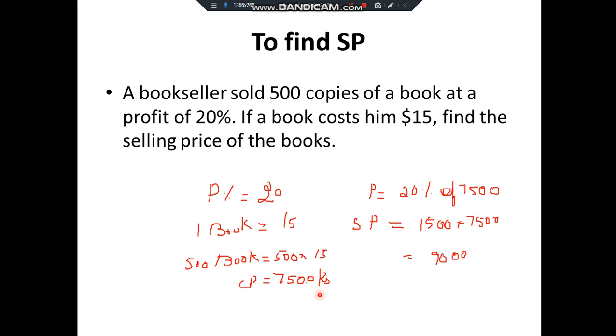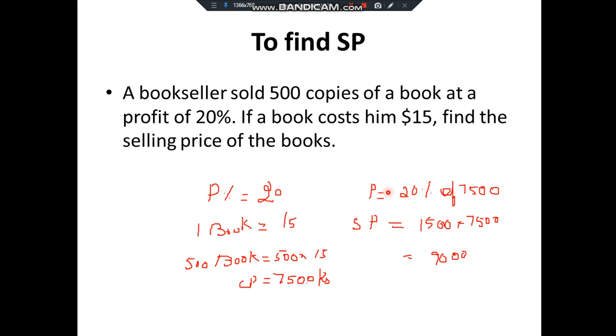Now we have got profit percentage and cost price. Now we have to find the selling price. So first find the profit. How will we find the profit? Using CP. So 20% of cost price we have to find. So 20% of 7,500. Just imagine 10% of 7,500 is nothing but 750. Right? So 20% means 750 into 2, which is 1,500. Okay, now we have obtained the profit.